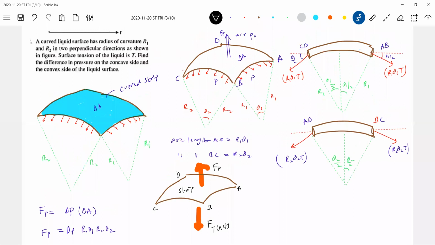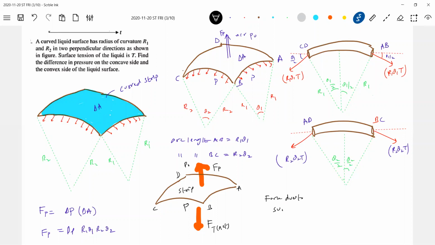Okay, how to calculate pressure force? We have calculated. Why this force Fp? Due to pressure difference. Here pressure P, here P naught. And now how to calculate force due to surface tension? Shall we take the component of this? So let's calculate the force due to surface tension.